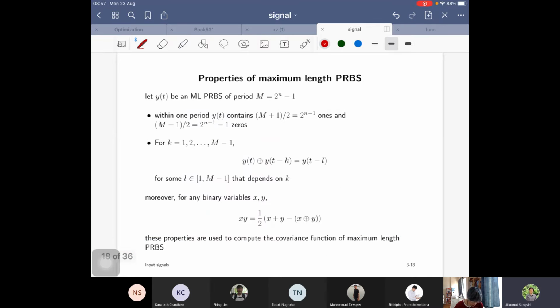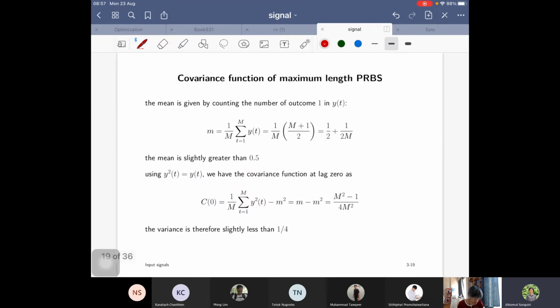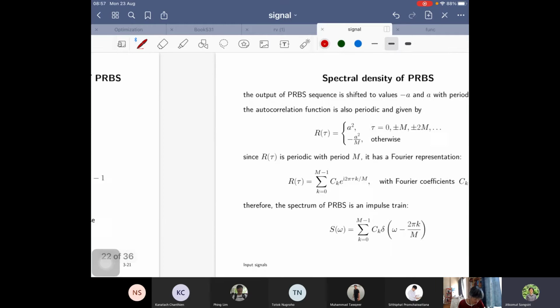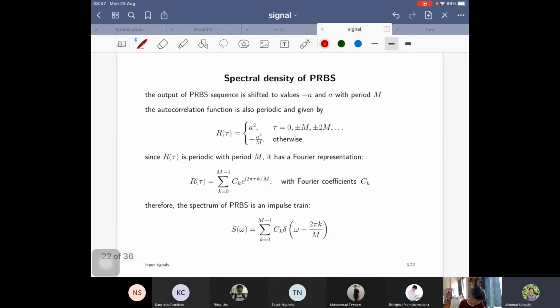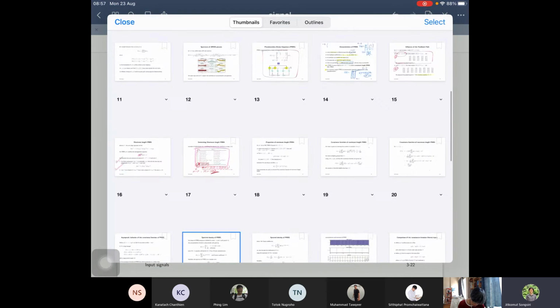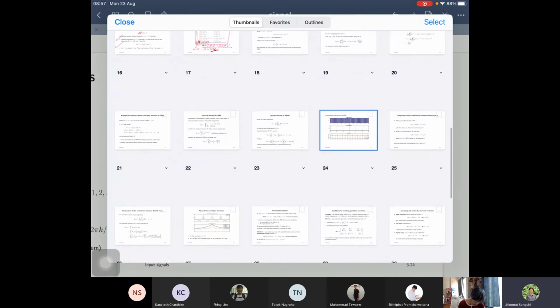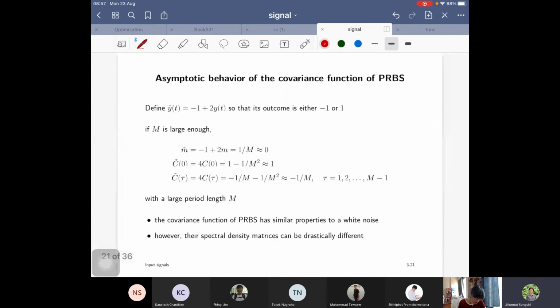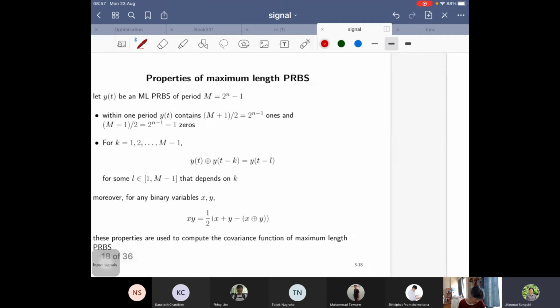Now, what we're going to do next is derive the correlation function, or covariance function, and then derive the spectrum. What we're trying to see is the pattern, the shape of the spectrum of the PRBS sequence. In order to do that, we will do some math here.